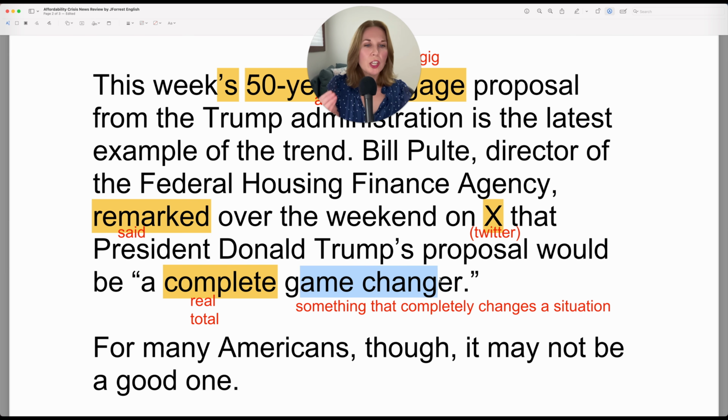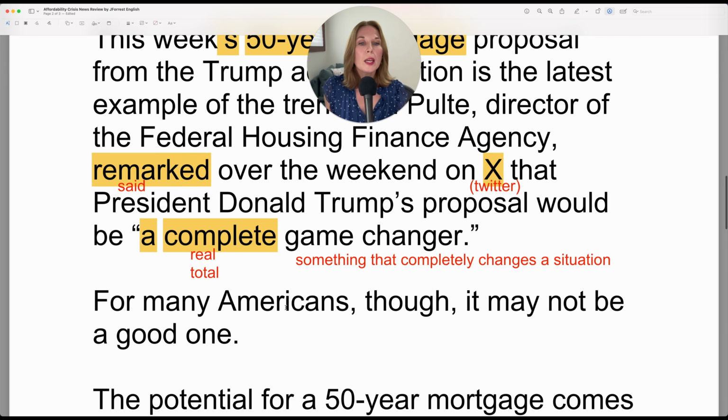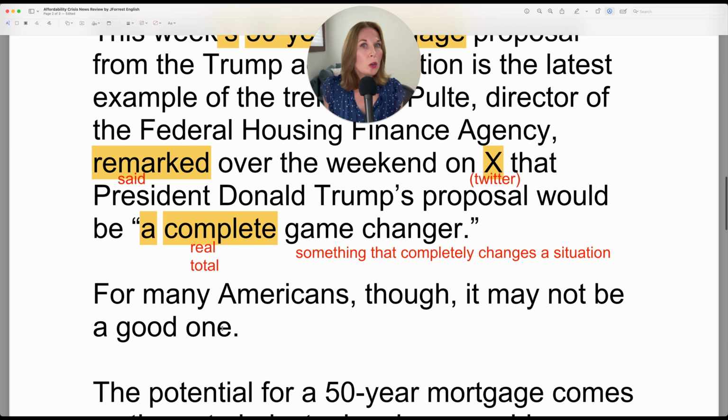Now, the word game changer already sounds like it completely changes. So it already sounds quite intense if you describe something as a game changer. That's intense, but you can make it even more intense with these three choices: complete, real, or total. So remember, you need this article because game changer is a noun and it would be grammatically incorrect without it. So you must use this article, a game changer, and then if you want to use an adjective, a complete game changer. For many Americans, though, it may not be a good one.